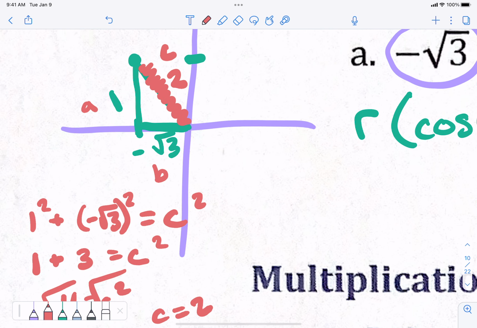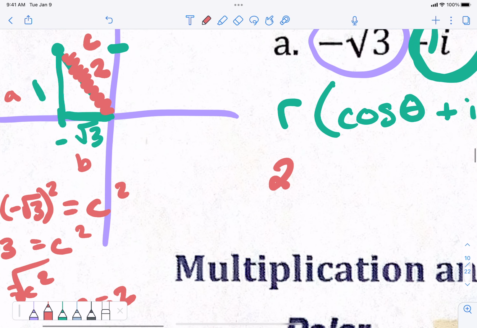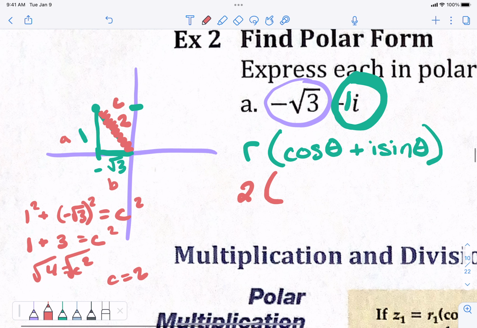Here's my 2. That's my side C. Okay? All right, so r is 2. When we go to put it in our polar form, 2, and then we have cosine of whatever theta is plus i times sine of theta, whatever that is, right?